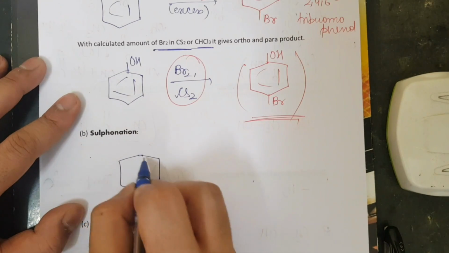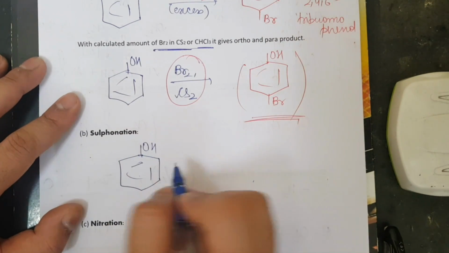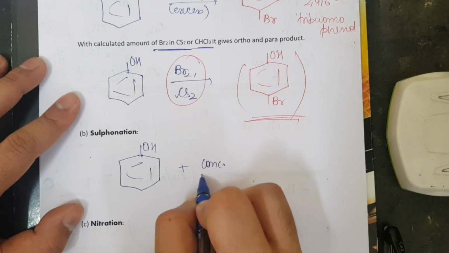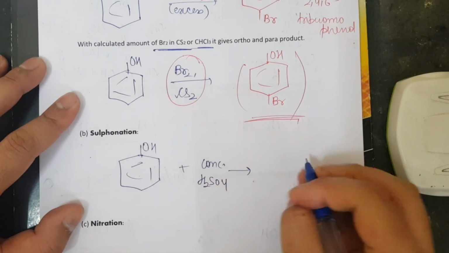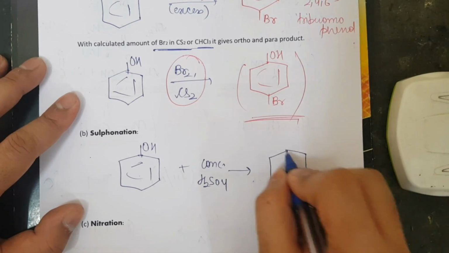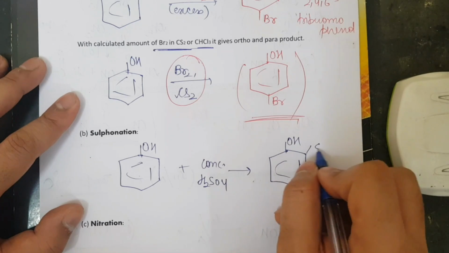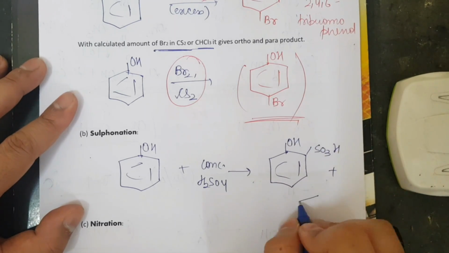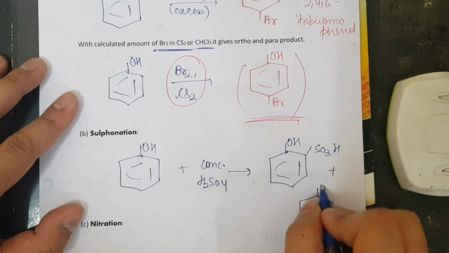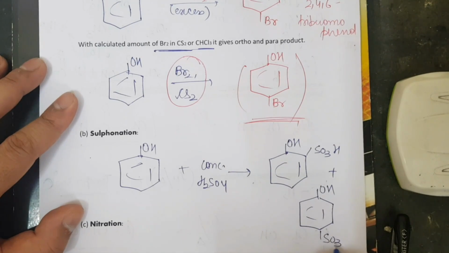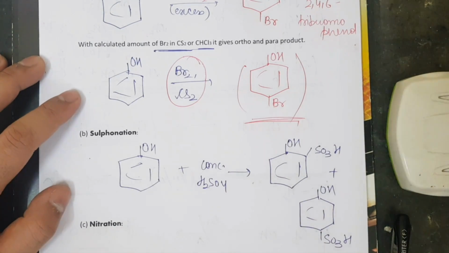We have been given a phenol. We have to do sulfonation. We take concentrated H2SO4, and we get the formation of SO3H at the ortho position and at the para position. Okay, so this can also be formed here, where the para will be the major one.